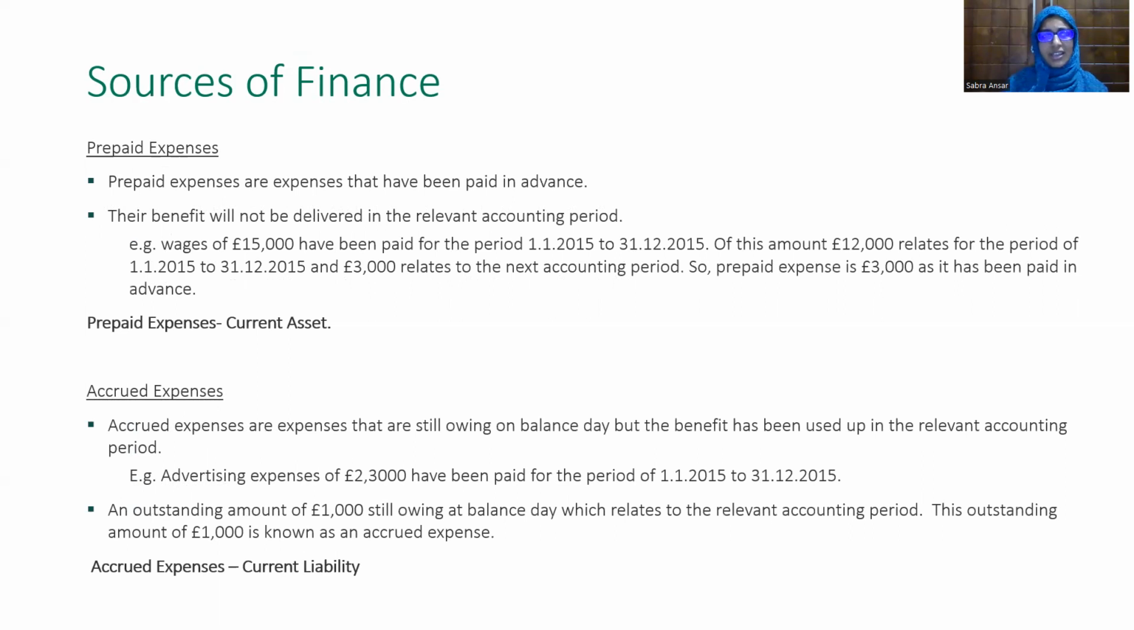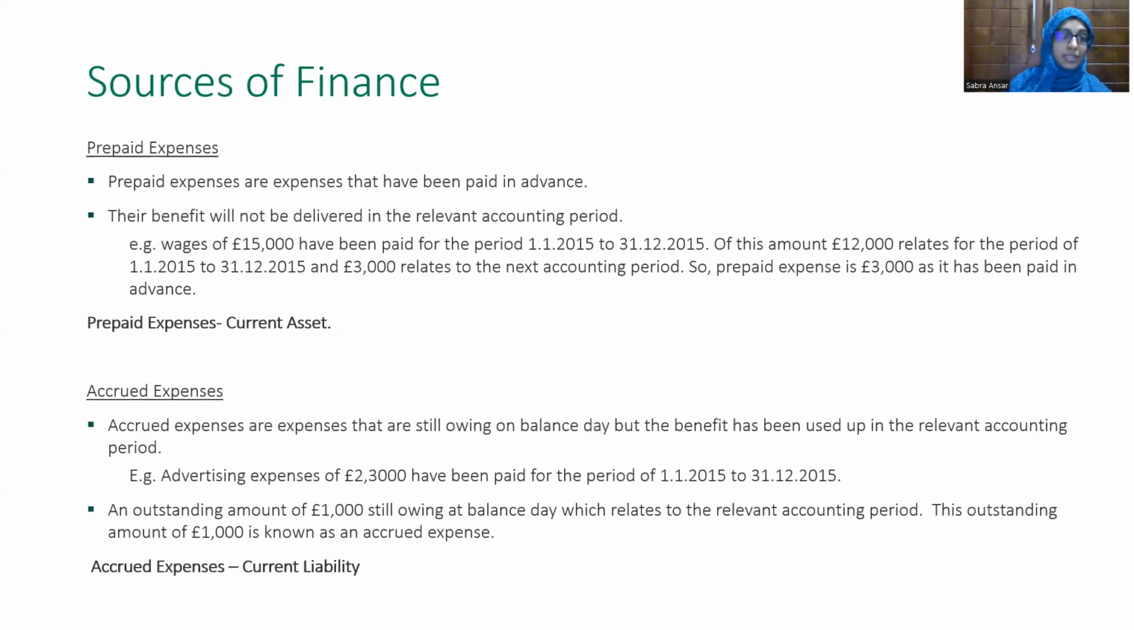And there is actually an example where the wages have been paid for 15,000 on a particular day, and it is said that 3,000 GBP is actually related to the next period. So that means the expenses are kind of prepaid and have to be included in the next accounting year. Prepaid expense generally comes from the next accounting year, so it is considered a current asset. And accrued expense is where there is still an owing balance.